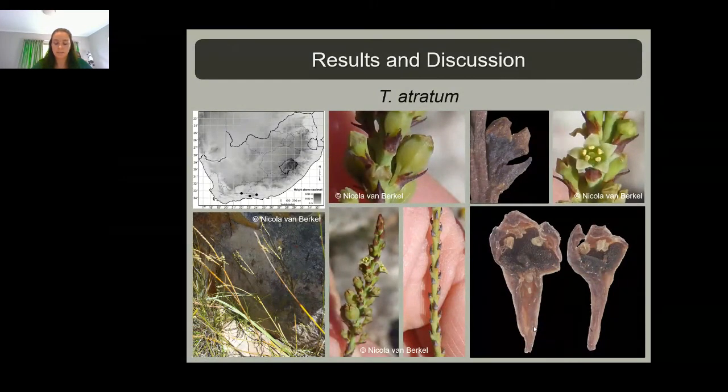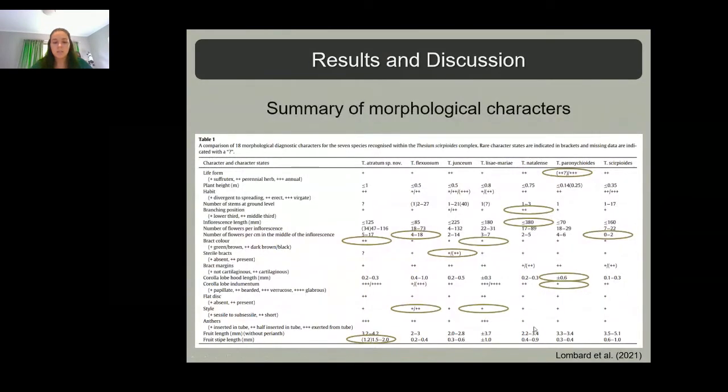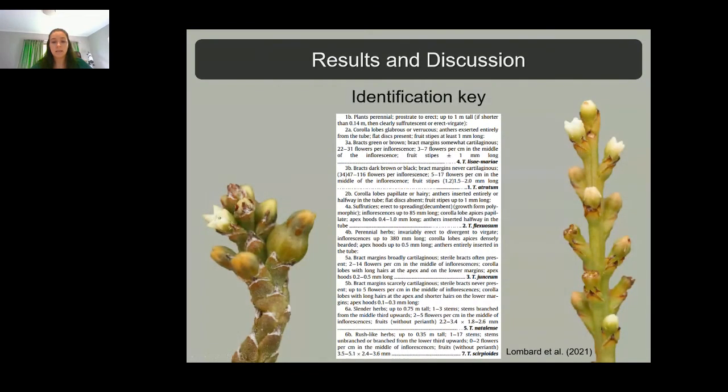are much more compact. So these differences are summarized in this table, and here I've just circled the main diagnostic characters for each of the species, so that one can just at a glance see where the differences between species lie. And then this is the identification key that we produced, which I always feel is one of the most important parts of the work that we do, because this is what the end user will be using to identify their plants.